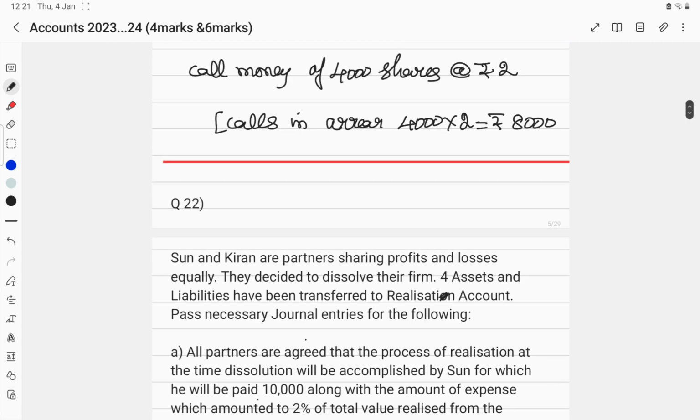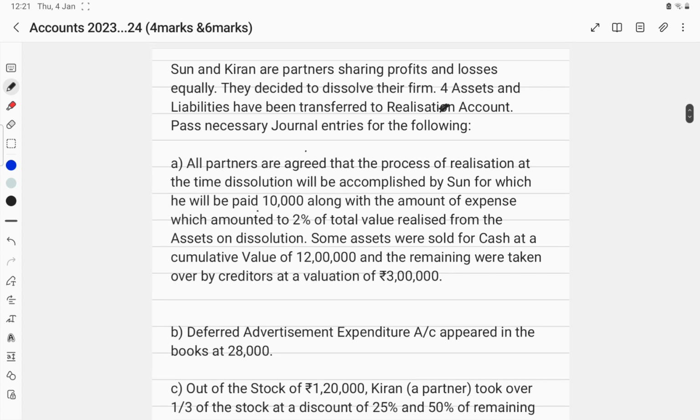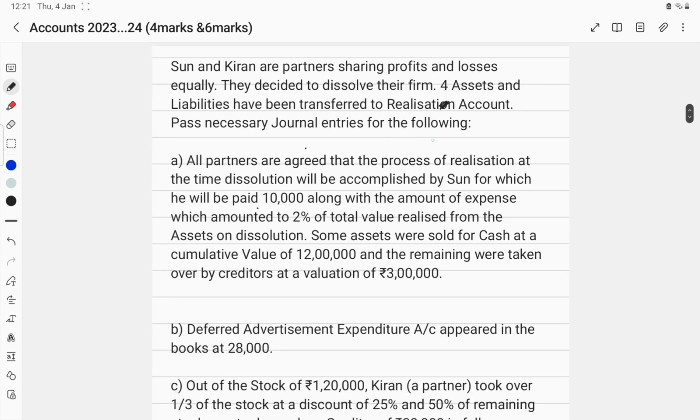Question number 22. Sun and Kiran are partners sharing profits and losses equally. They decided to dissolve their firm. Assets and liabilities have been transferred to realization account. Pass necessary journal entries for the following.